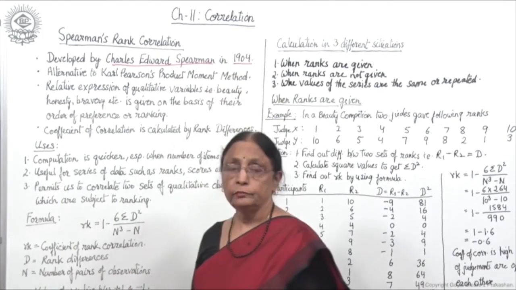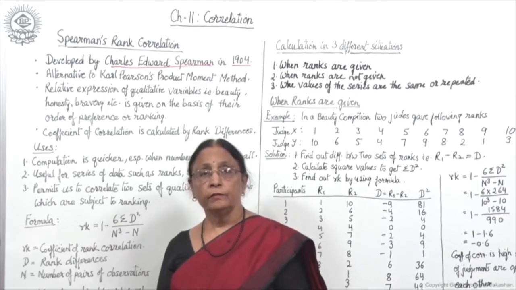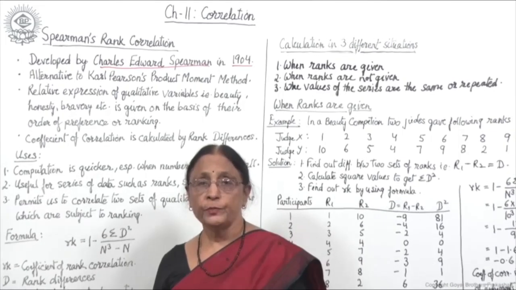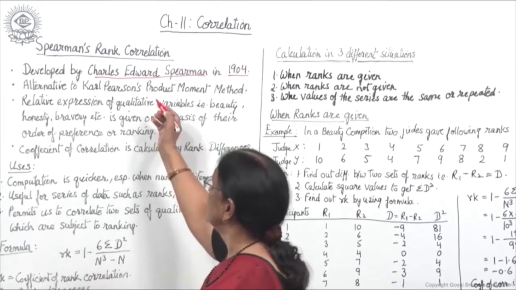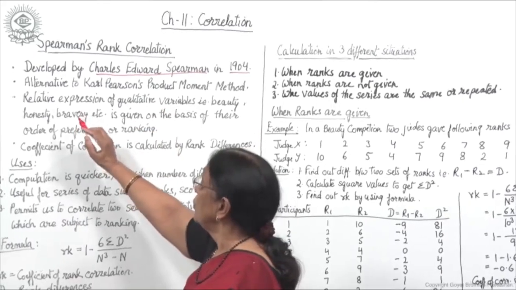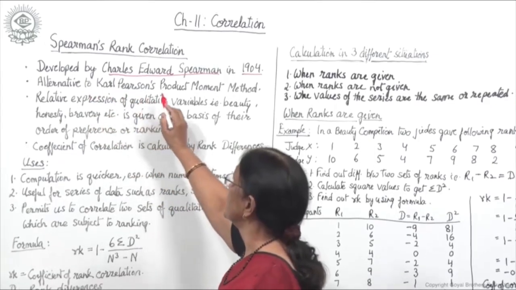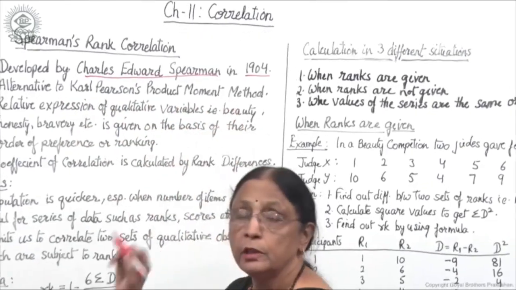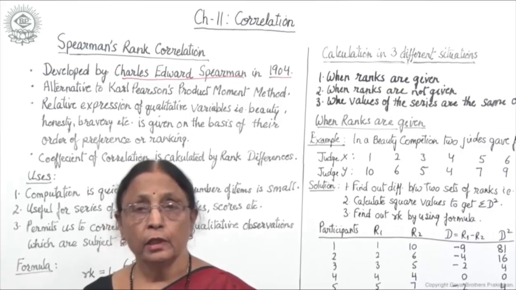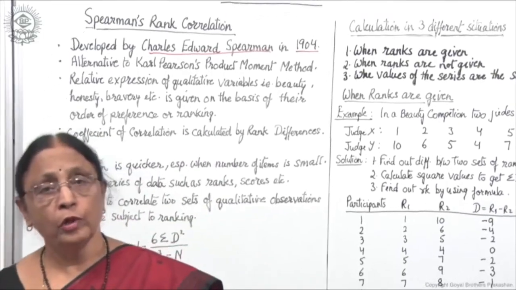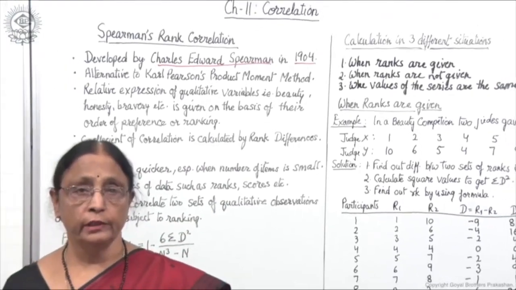1904. Since then we are following this method for finding out correlation. Now what is this method? It is an alternative to Karl Pearson's product moment method, right? It is an alternative to Karl Pearson's method which you have done earlier.